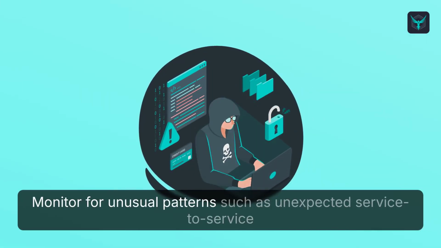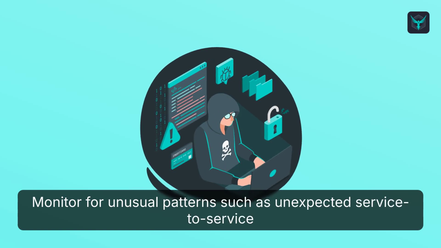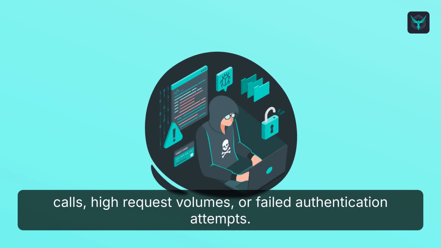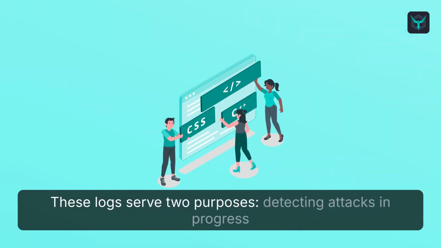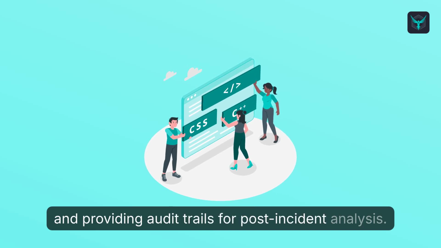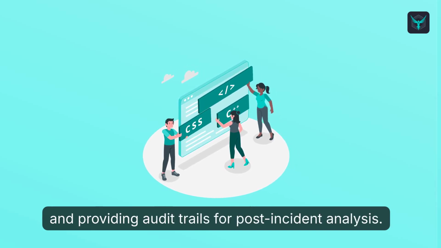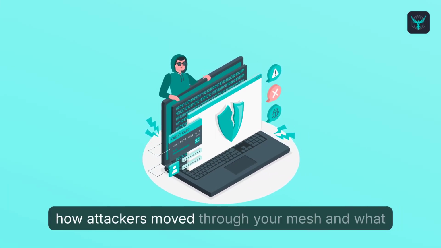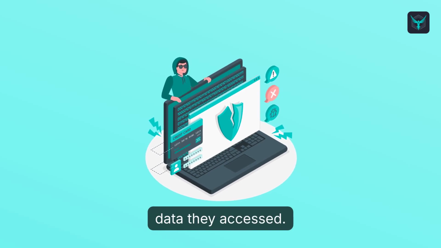Monitor for unusual patterns, such as unexpected service-to-service calls, high request volumes, or failed authentication attempts. These logs serve 2 purposes: detecting attacks in progress and providing audit trails for post-incident analysis. If a service is compromised, your logs show exactly how attackers moved through your mesh and what data they accessed.